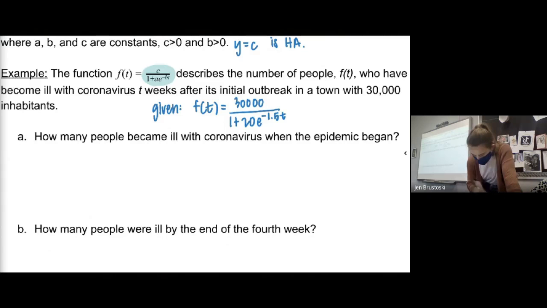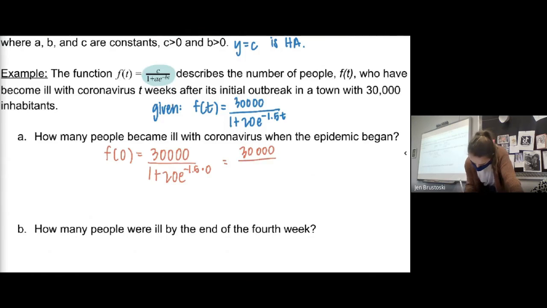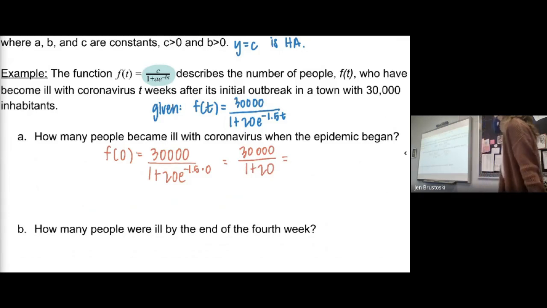That's what we want. So let's go ahead and plug in. We're going to find f of 0. And that's 30,000 over 1 plus 20 e to the negative 1.5 times 0. Now, negative 1.5 times 0 is 0, and e to the 0 is 1. Anything to the 0 is 1. So e is no different. So you can type 30,000 over 21 in your calculator and tell me what you get.